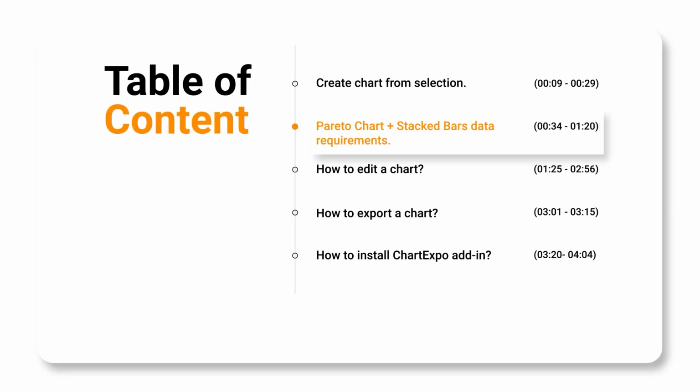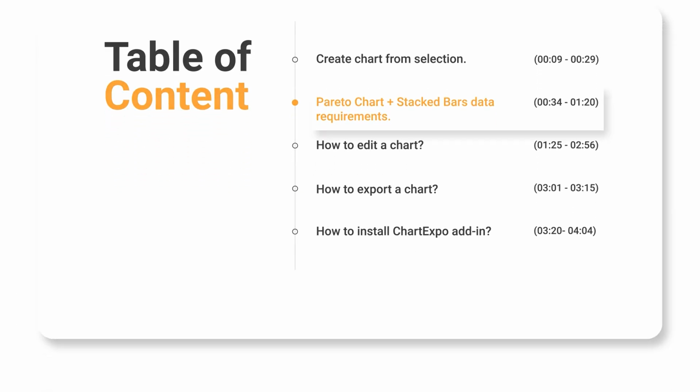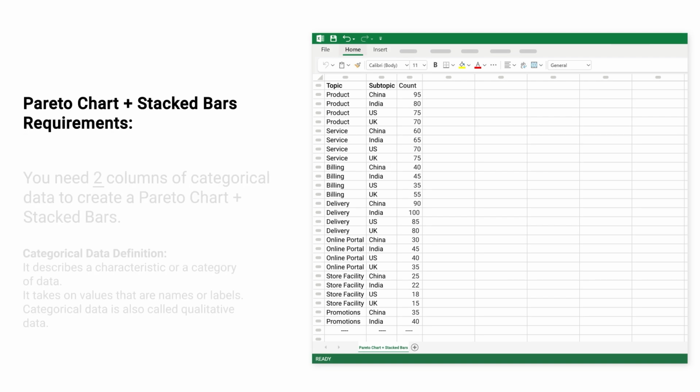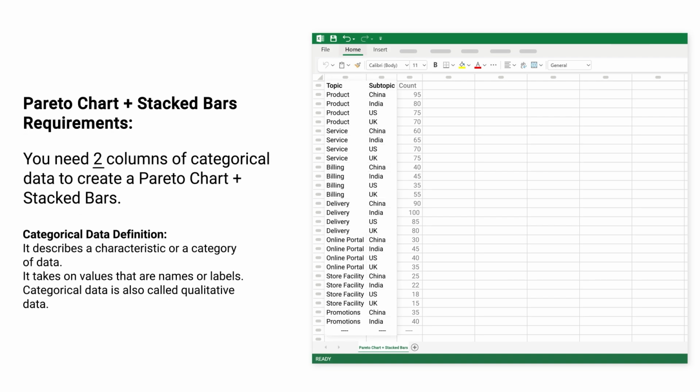Pareto chart plus stacked bars data requirements. You need 2 columns of categorical data to create a Pareto chart plus stacked bars. Categorical data definition: it describes a characteristic or a category of data. It takes on values that are names or labels. Categorical data is also called qualitative data.